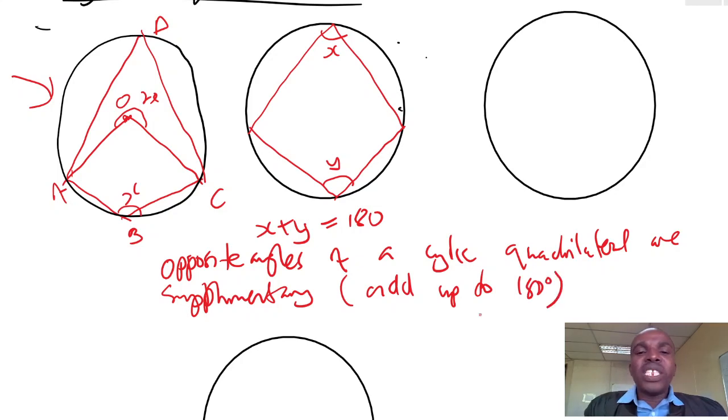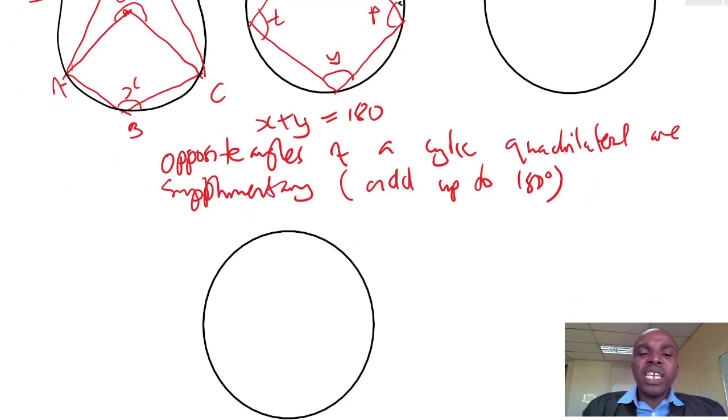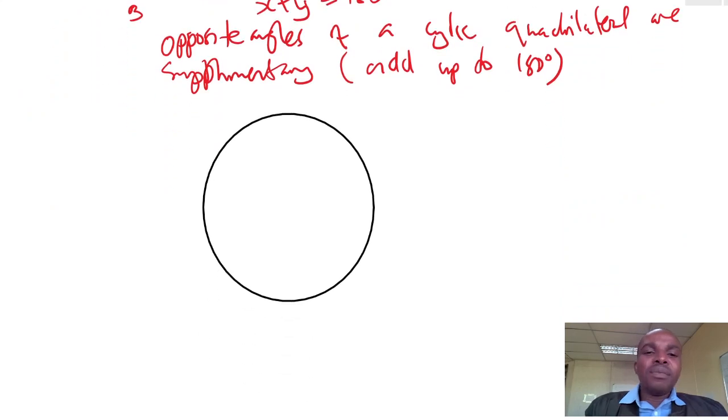Like this. So the opposite angles, we can have x and y. If we also have this one, t and p, t plus p is also 180 degrees. Why? The same rule applies. Opposite angles of a cyclic quad are supplementary, which means they add up to 180 degrees. This one is theory number one.